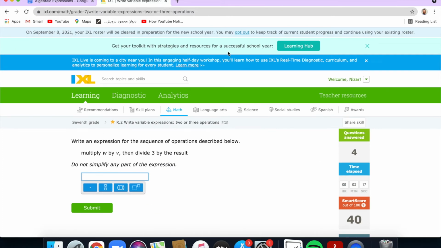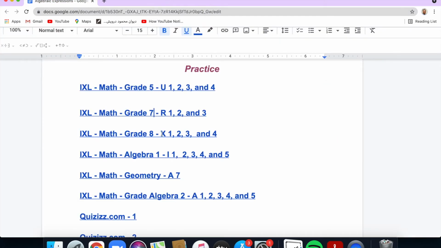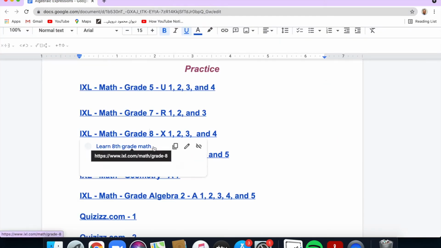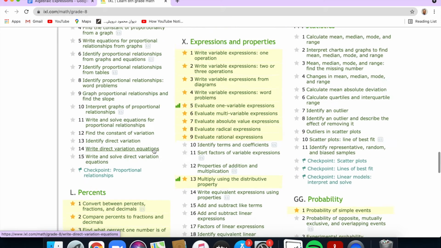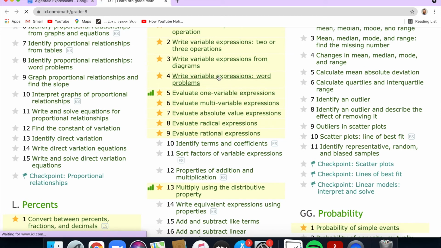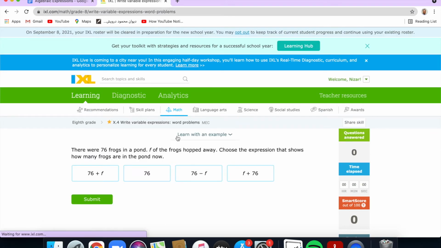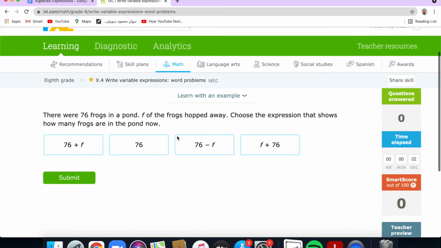Yay! So they are easy for grade 8. Let me try x4, the most difficult one. Let's try x4. Let's try this. This is a word problem. It's multiple choice.